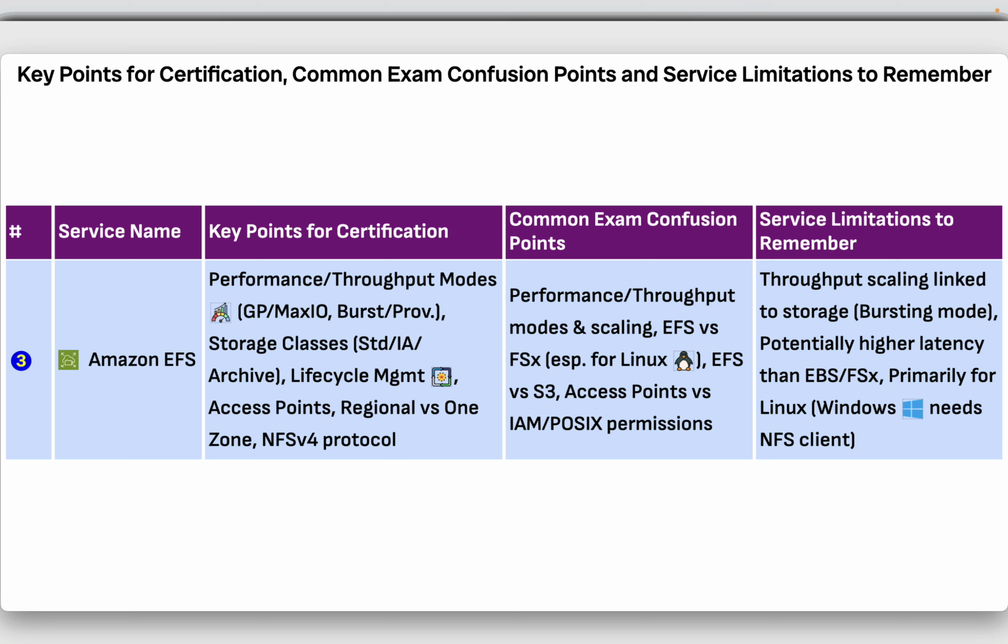Some confusion will be around performance and throughput modes and scaling. EFS, which is this service, versus FSx, especially for Linux. EFS versus S3. Access points versus IAM and POSIX permissions. Some limitations to remember are throughput scaling linked to storage in the bursting mode, and potentially higher latency than EBS or FSx. Primarily for Linux. Windows needs an NFS client.